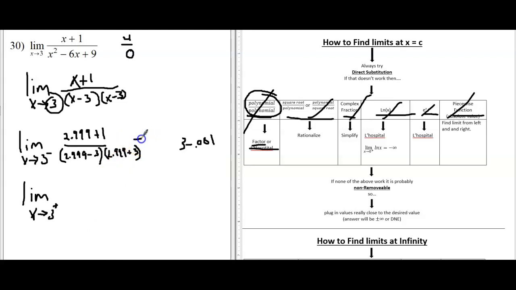So when I plugged this in, I ended up with a really big negative number. And what that means is that the limit is approaching negative infinity. So the limit from the left is negative infinity. But now we're going to do the same thing from the right. So now I want to plug in a number that is very close to 3, but on the right. So that means I'm going to plug in 3.001 for x.